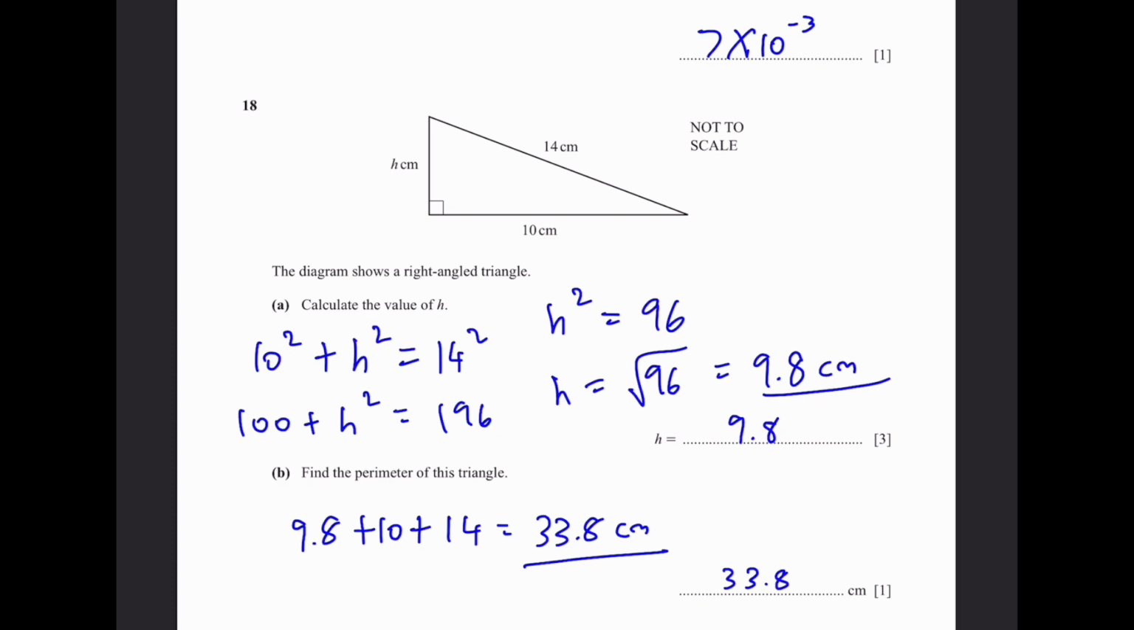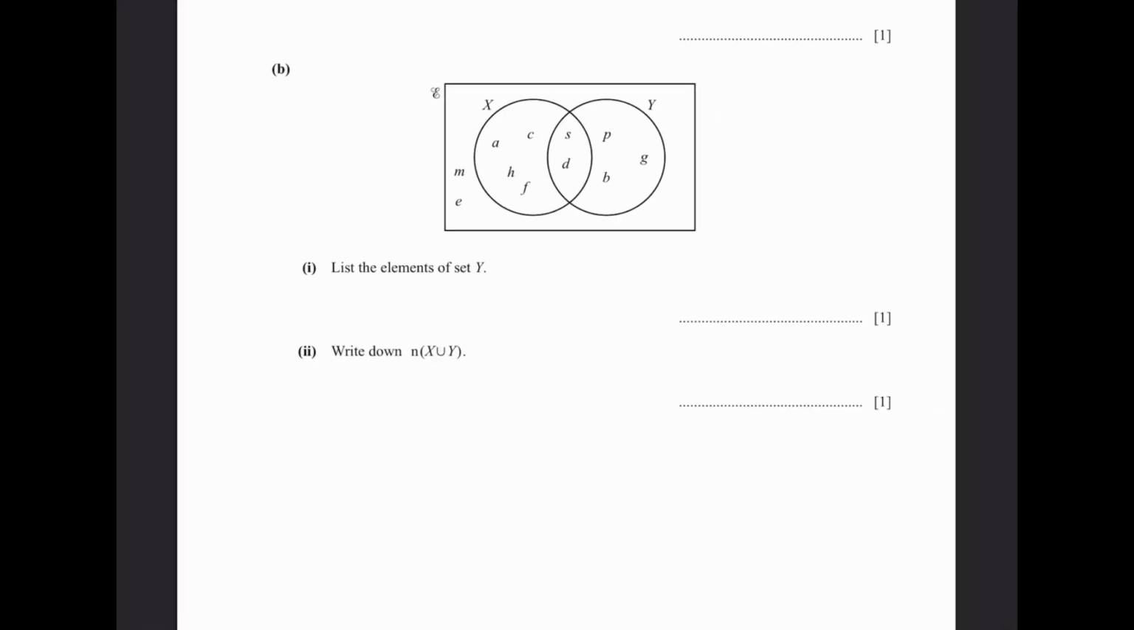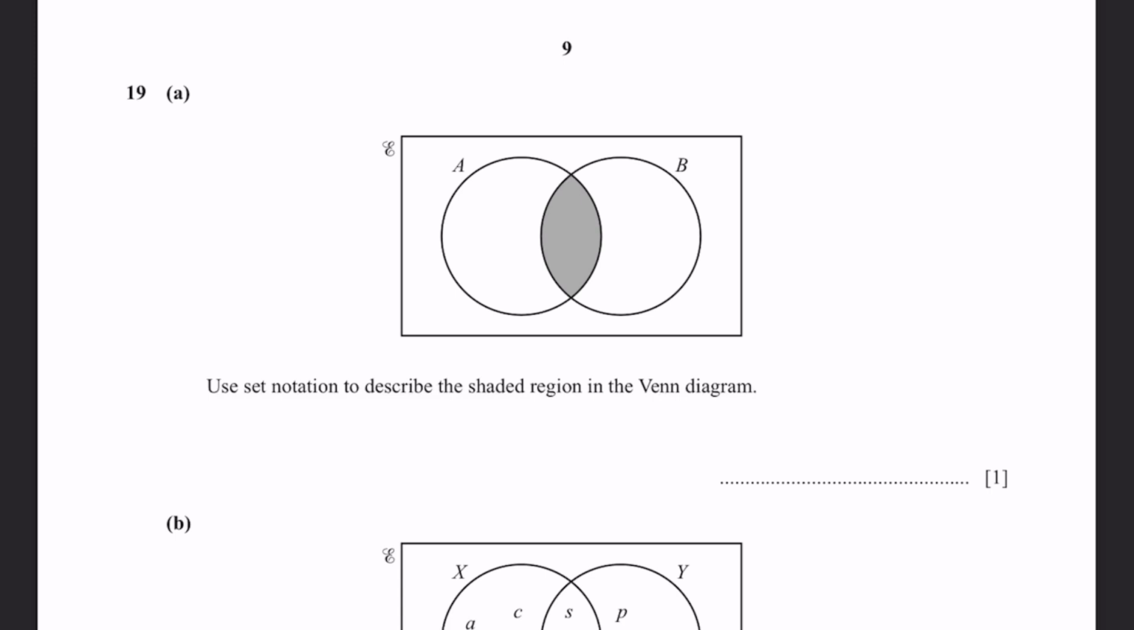That's the answer. Let's go to question 19. Question 19a. Use set notation to describe the shaded region in the Venn diagram. We can see that this is the point where both A and B circles meet. So this is just the intersection of A and B, or A intersection B, denoted by this sign.